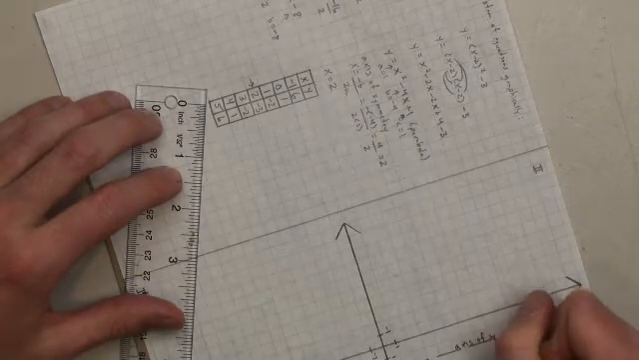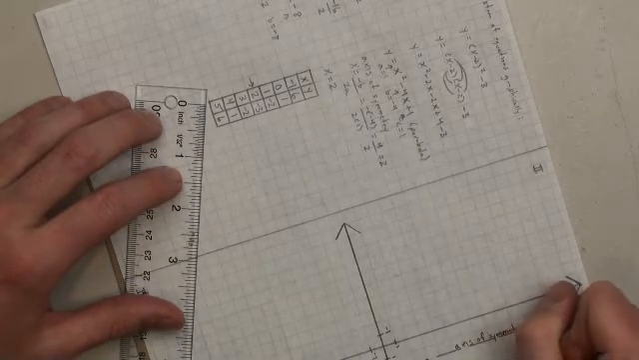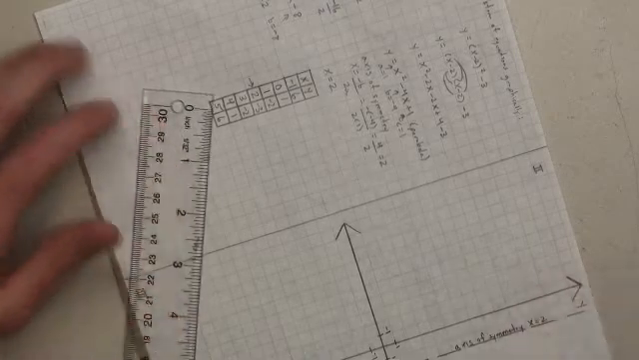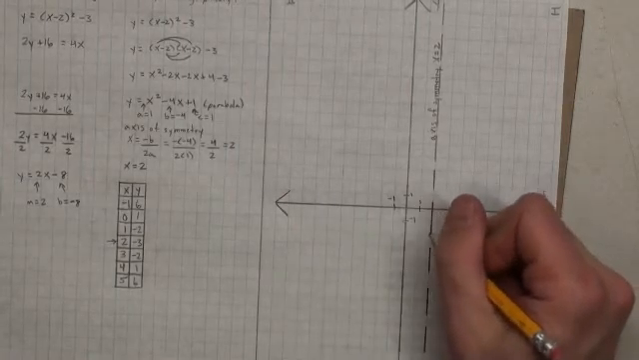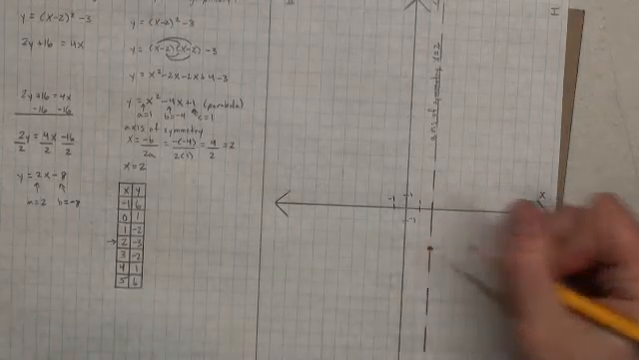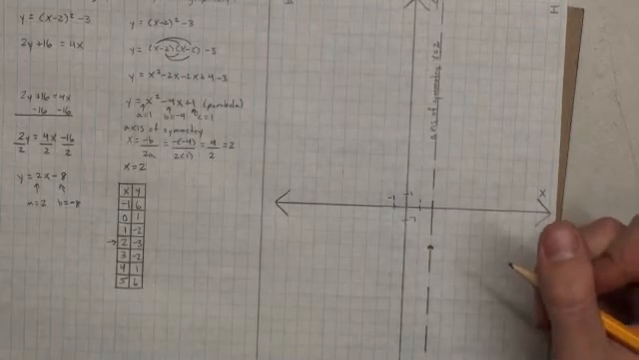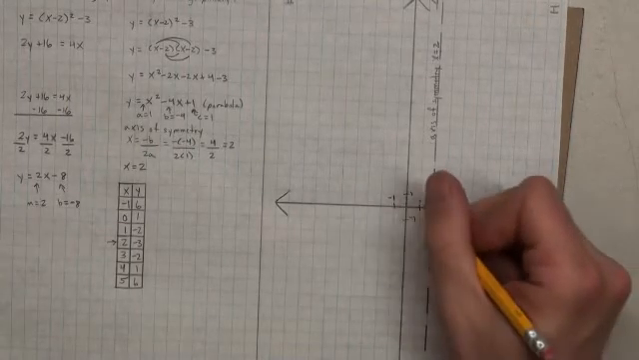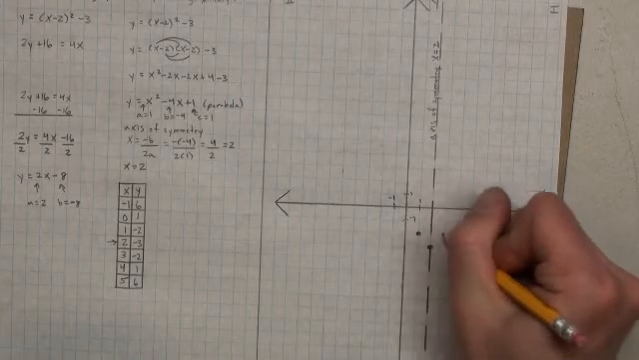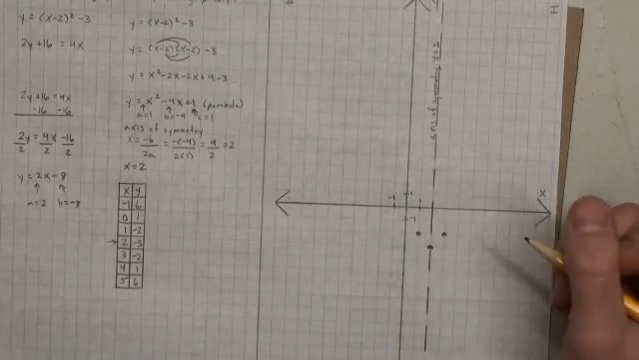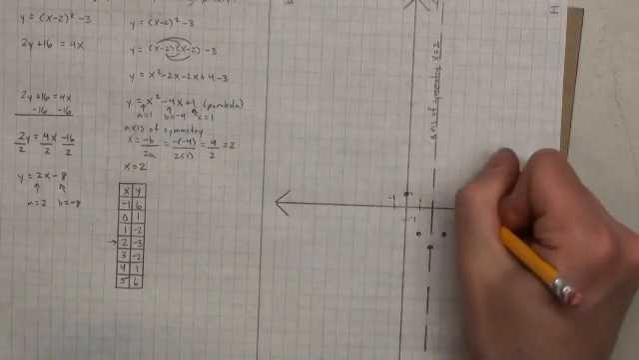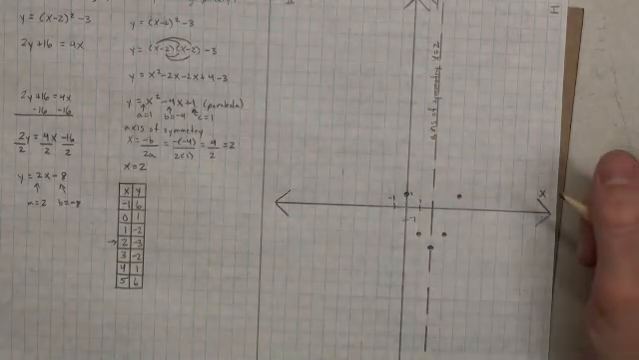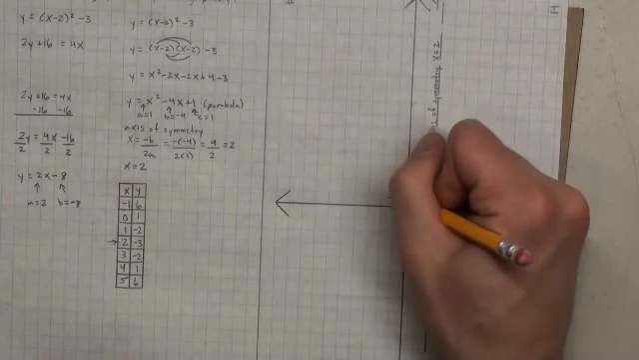Axis of symmetry, x equals 2. Let's plot our parabola points. I'm going to start with the vertex at 2, negative 3. Then I have 1, negative 2, and 3, negative 2. I have 0, 1, and 4, 1. And negative 1, 6, and 5, 6.